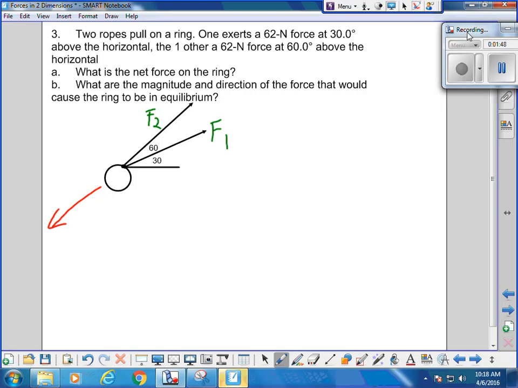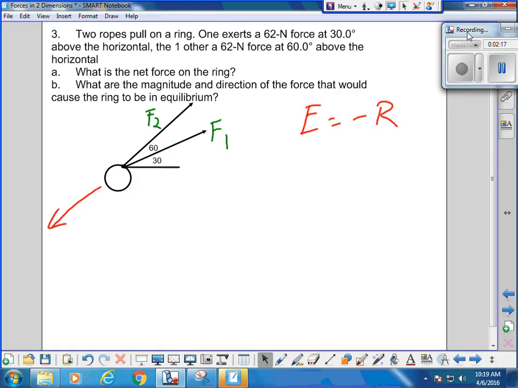So again, the equilibrant is simply the negative resultant. We're going to add F1 and F2 together, that's going to be our resultant, and then we're going to switch the direction. Okay, so let's begin. How are we going to do these ones? They're at weird angles, so we're going to have to use components. So let's set those up.